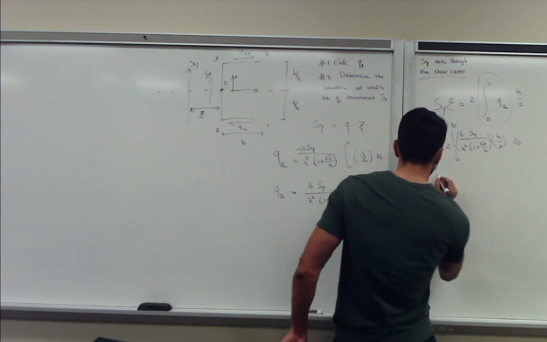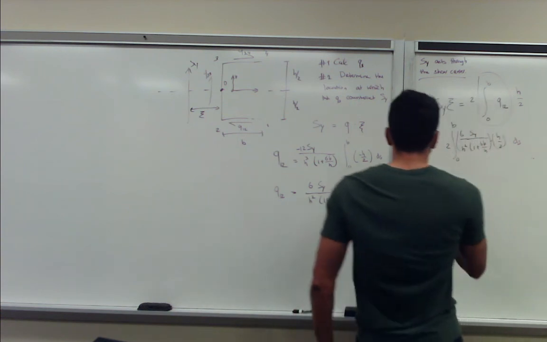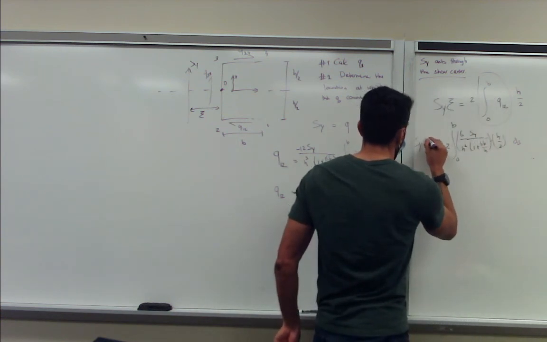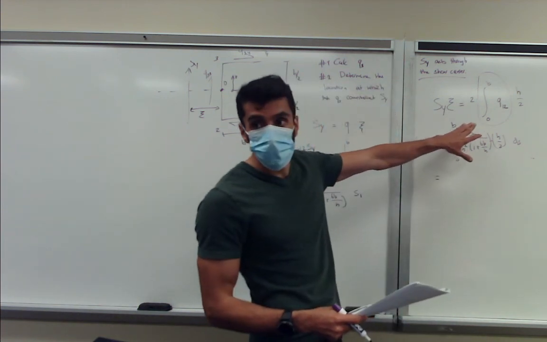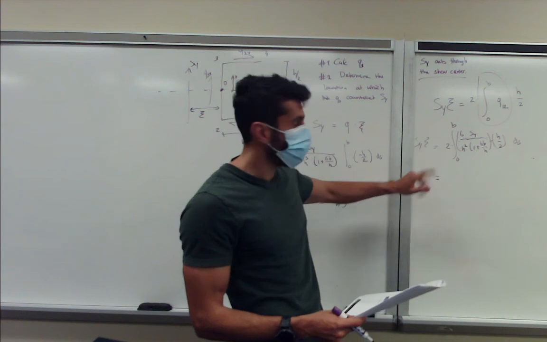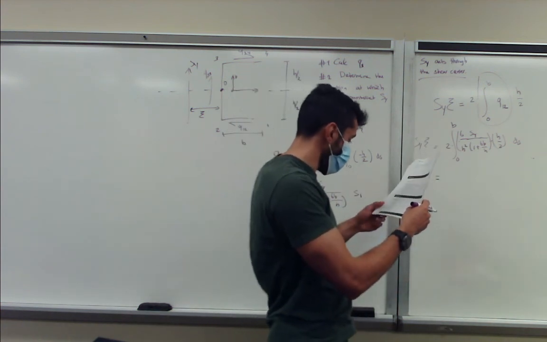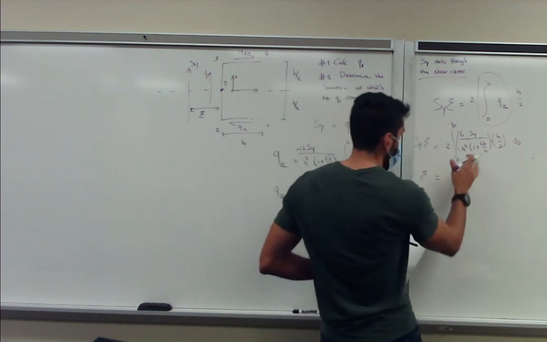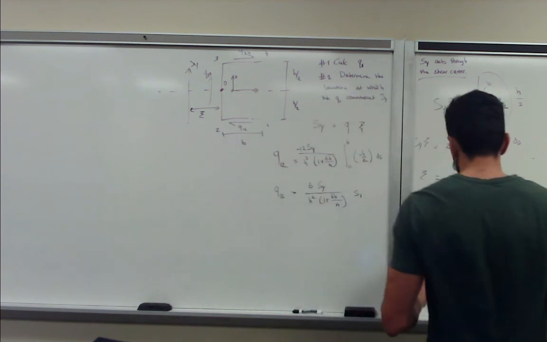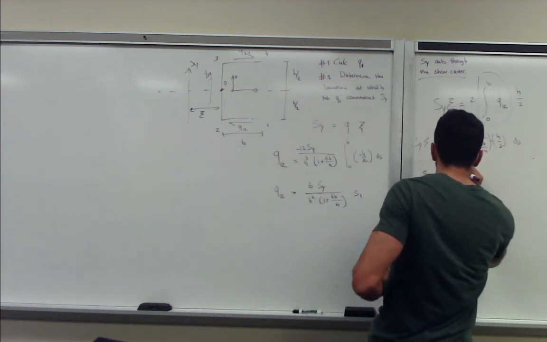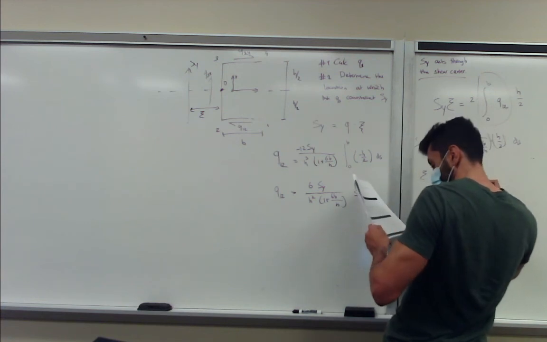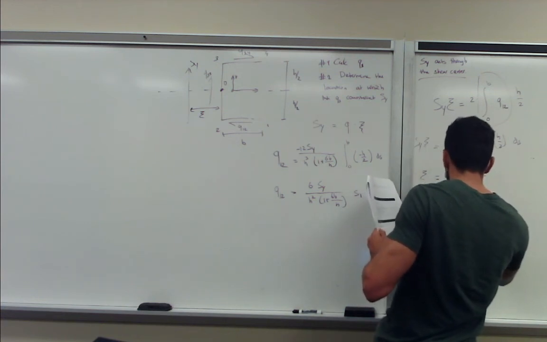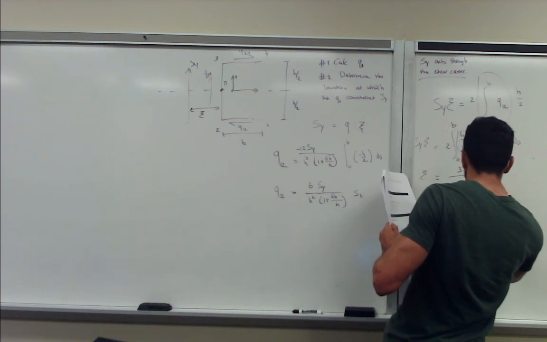If we evaluate this correctly, we have an Sy psi here. First of all, we can drop the Sy's because they're on both sides of the equation. Then we just evaluate this integral and fill it in, and we get that psi is equal to 3b squared over h (1 plus 6b over h).